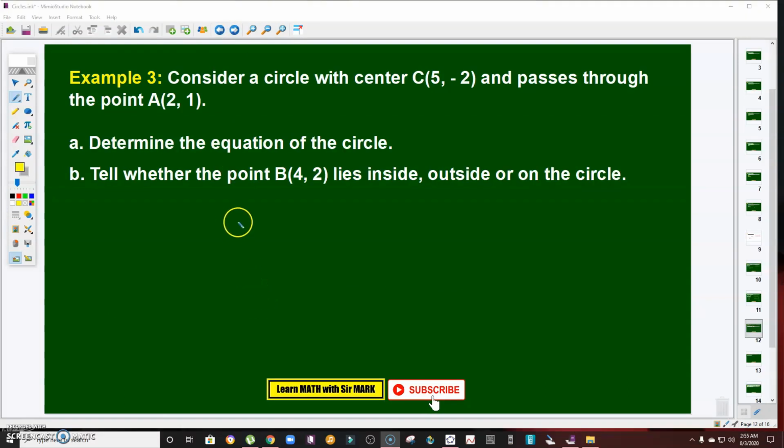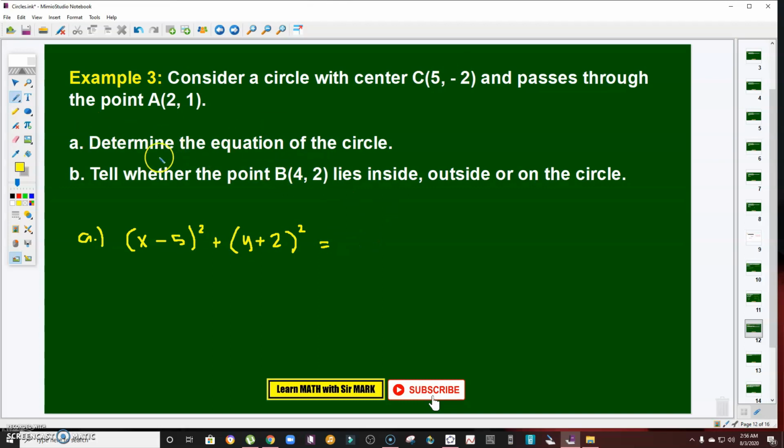Okay, example number 3. Consider a circle with center C with coordinates (5, -2) and passes through the point A with coordinates (2, 1). Letter A, determine the equation of the circle. Since we're after the standard equation of the circle, and given ang center, pwede na natin i-ready to. So x, like I said, all you have to do is to reverse the sign. So (x minus 5) to be squared plus y, if this is -2, positive 2, equals r squared, square the radius.